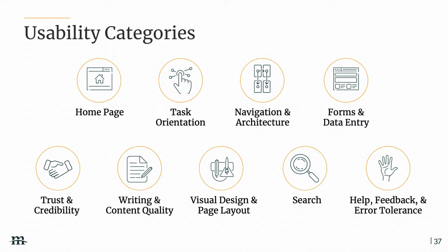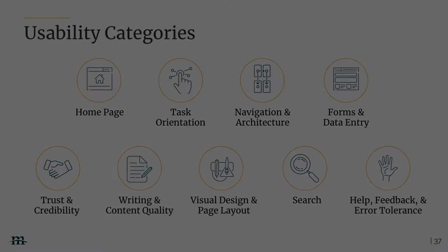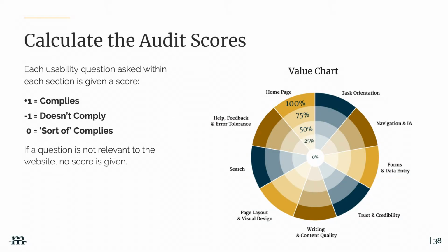Navigation and architecture: is there a convenient and obvious way to move between related pages and sections of the website? These other categories include forms and data entry, trust and credibility, writing and content quality, visual design and page layout, search, help, feedback, and error tolerance. After reviewing and asking all these questions on the pages that we identify, we score the website by answering all of these questions and score everything by giving them a compliance score. A positive one complies, a negative one doesn't comply, and a 0 either sort of complies or doesn't apply.